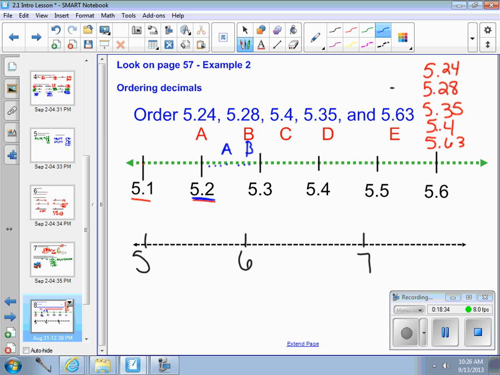C is 5.4, so I'll label that C. 5.35, I'm going to go either way. I can start at 5.3, 5.31, 32, 33, 34, 35 will be my D. E is going to be 5.63. So I'm going to start at 5.6 and go over 3. 1, 2, 3. This will be my E.